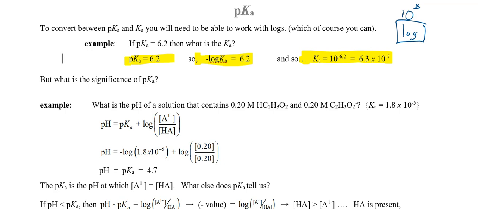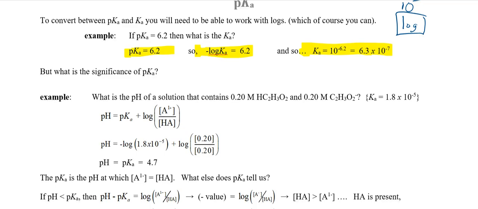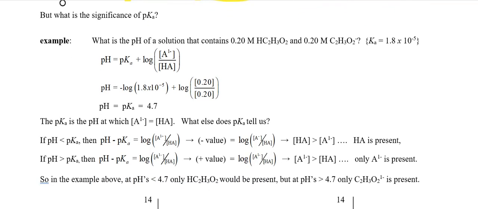Okay, not a big deal. You really just hit second log or inverse log, depending upon your calculator. The big deal is interpreting what a pKa is. pKa's really come at us from the Henderson-Hasselbalch equation. So I set up this example with acetic acid and acetate. If you notice, the concentration of the acetic acid and the acetate are equal.